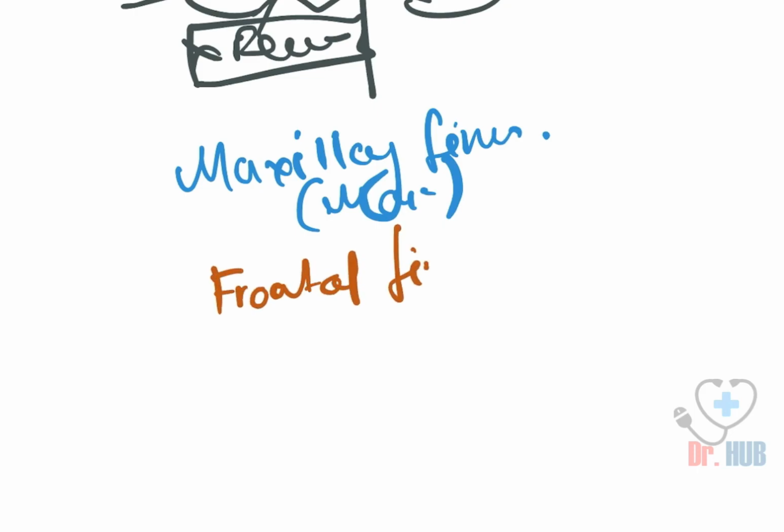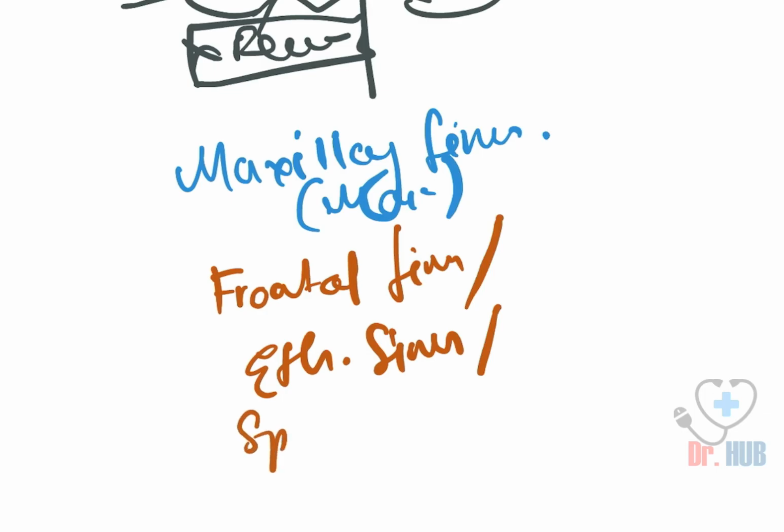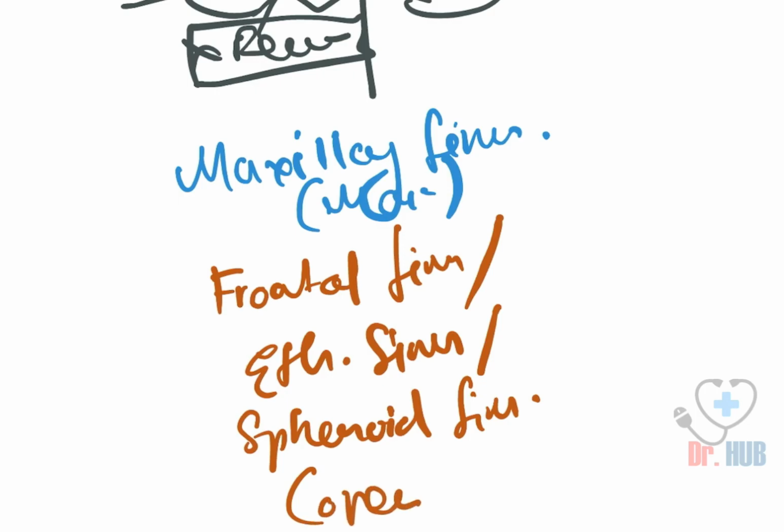So what are the structures which are seen? Structures seen include the maxillary sinuses. The maxillary sinus is the main one. And post this, there is also the frontal sinus as well as the ethmoidal sinus. Next, there is also the sphenoid sinus, which is seen in the open mouth.